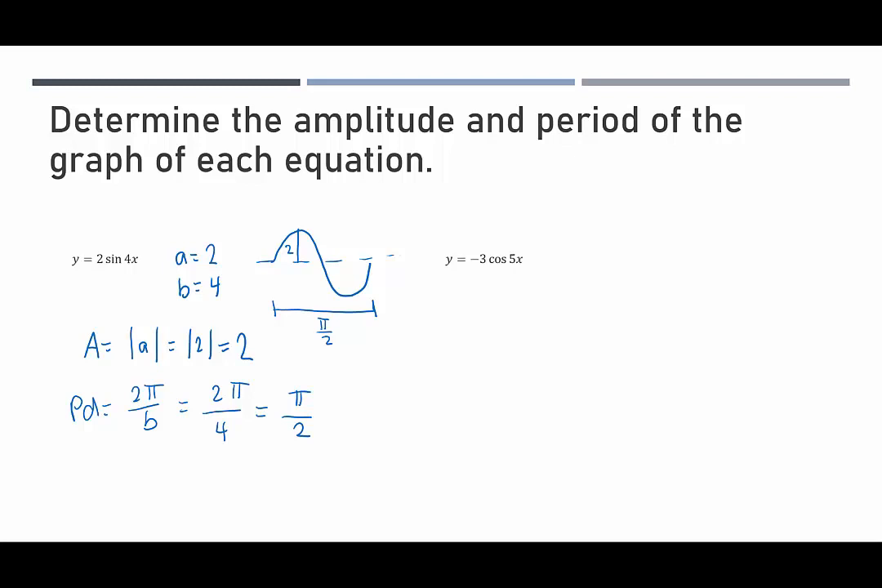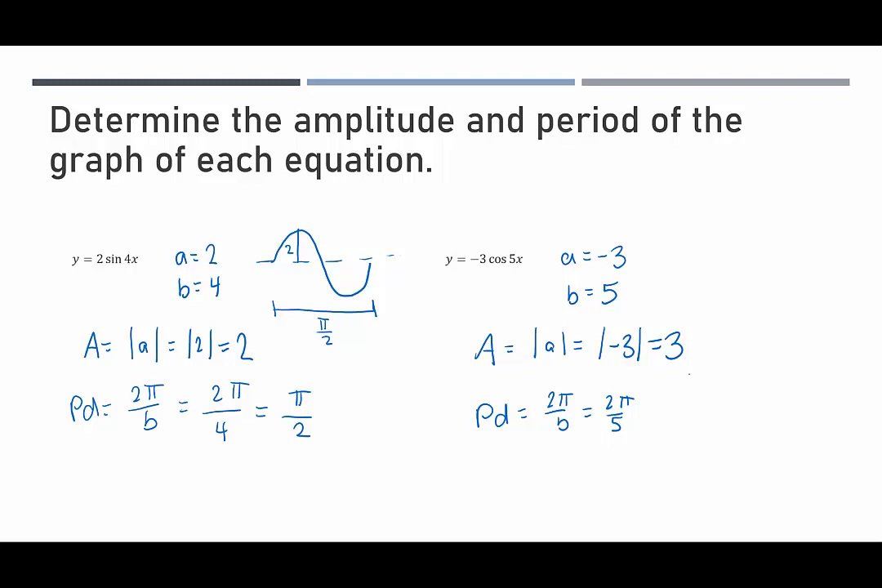How about this cosine function? In this case, a is equal to -3 and b is equal to +5. The amplitude would be the absolute value of a, and that's going to be the absolute value of -3, which is 3. The period, remember we set up the little expression, 2 pi over b, would be 2 pi over 5.